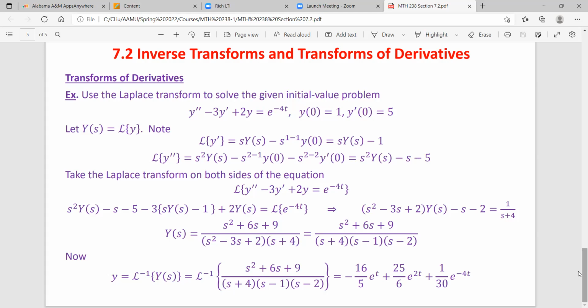Then you take the inverse Laplace transform of the fraction. This is exactly what we did previously in this section, in the problem two slides before. So we already have the inverse Laplace transform of the fraction here, and that's negative 16 over 5 e to the t plus 25 over 6 e to the 2t plus 1 over 30 e to the negative 4t. That gives us the answer for the problem. So that's the solution for the initial value problem.